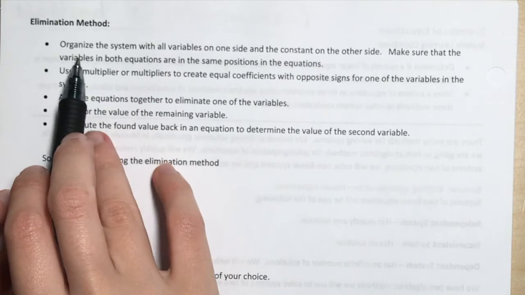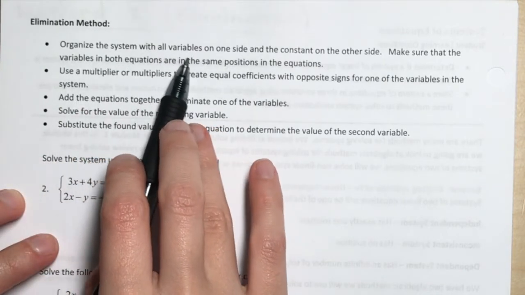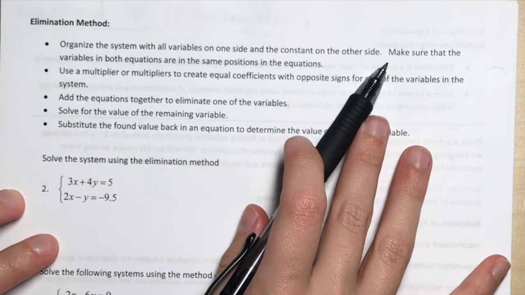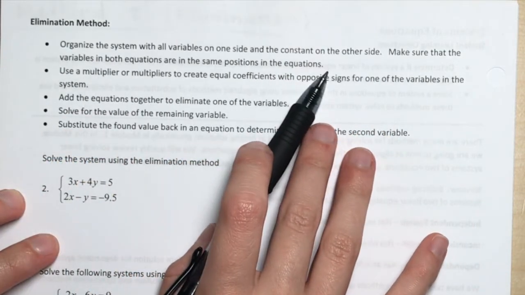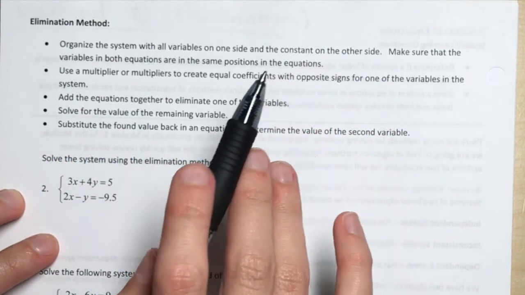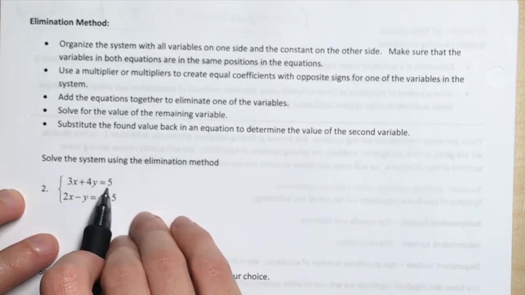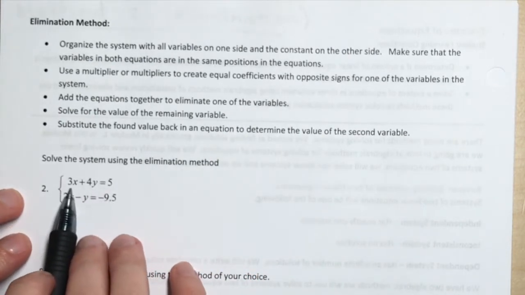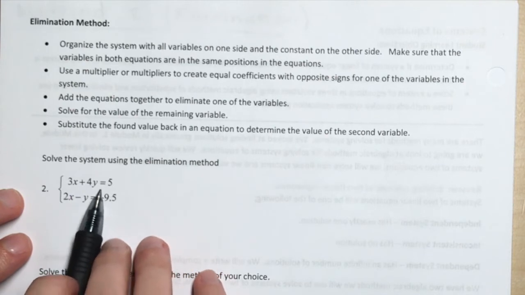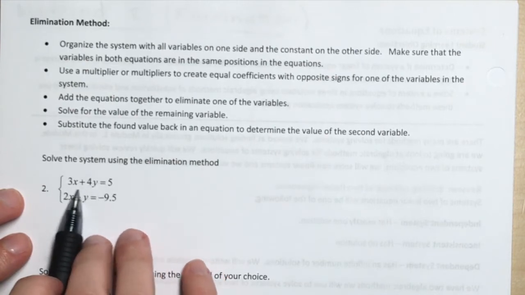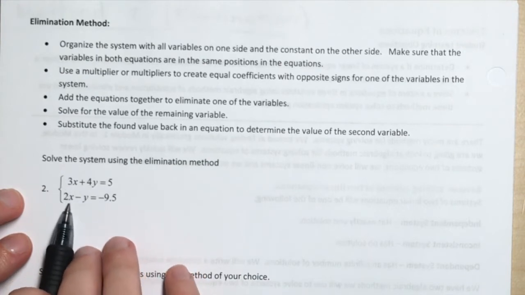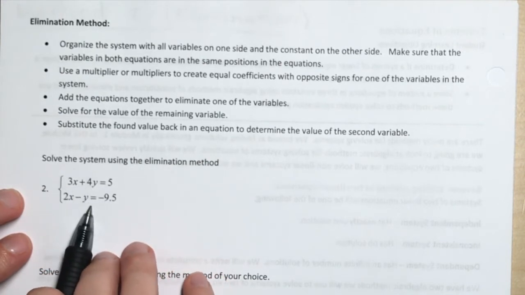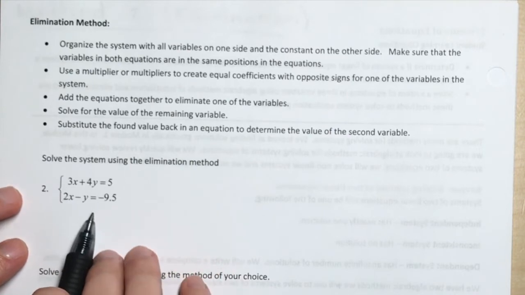So the first step is to organize the system with all variables on one side and the constant on the other side. We want to make sure that the variables in both equations are in the same positions. So here we have that, right? We have them sort of lined up. We have the terms with variables on one side, and the constant term on the other side. And the x's are in the same positions, and the y's are in the same positions. So we're all lined up.